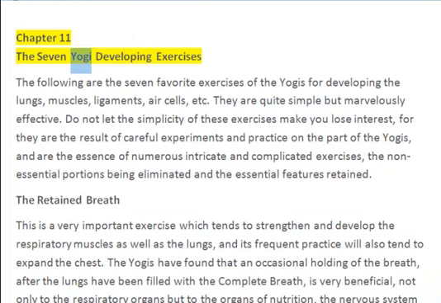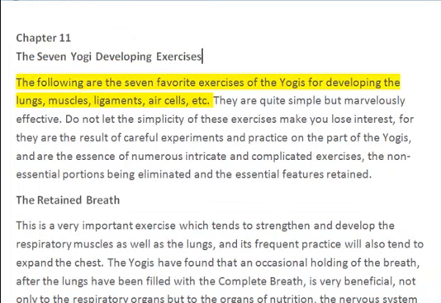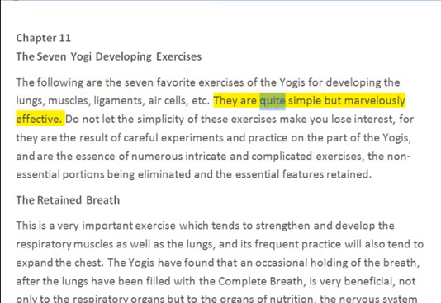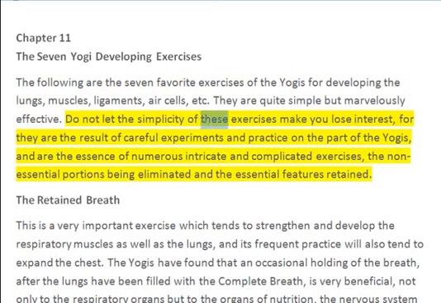Chapter 11, the 7 Yogi developing exercises. The following are the 7 favorite exercises of the yogis for developing the lungs, muscles, ligaments, air cells, etc. They are quite simple but marvelously effective. Do not let the simplicity of these exercises make you lose interest, for they are the result of careful experiments and practice on the part of the yogis, and are the essence of numerous intricate and complicated exercises, the non-essential portions being eliminated and the essential features retained.